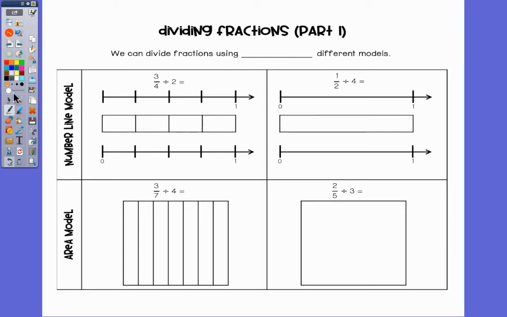Good evening, class. Today we are going to work on dividing fractions using models. Go ahead and get out these notes. Make sure you're ready to go. This is student handout number 9.